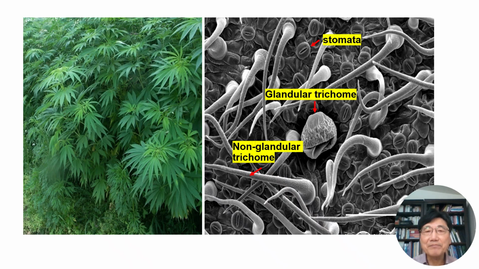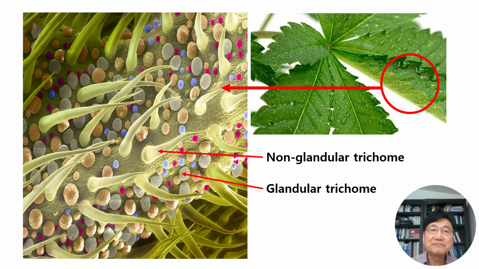This slide shows some entire cannabis plants and the scanning electron micrograph of a leaf surface. Sharp needle-shaped non-glandular trichomes and numerous stomata are visible on the surface of cannabis leaves. The right photo shows the leaf slightly flipped over so that the back is visible. If you look at the lower surface of a cannabis leaf under the scanning electron microscope, you can find many non-glandular and glandular trichomes in the left picture.